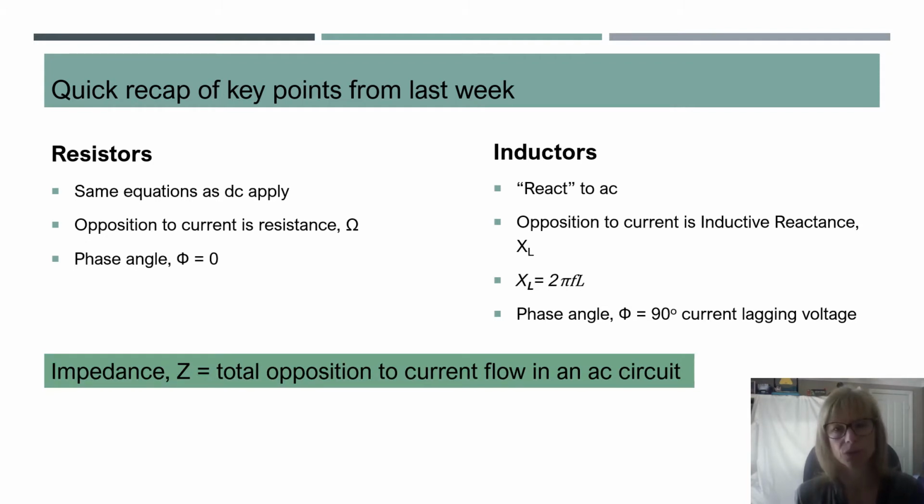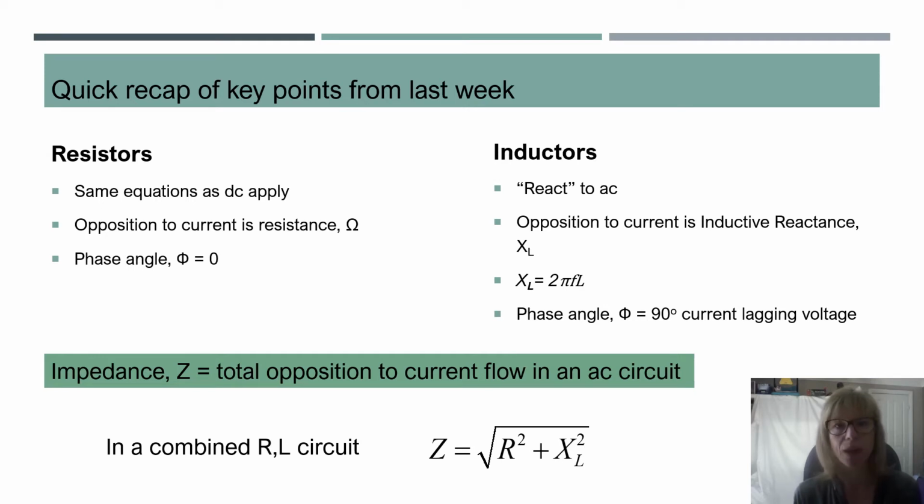Now, quite a few of you are confused with the letter for impedance, Z. Don't get the impedance and the inductance mixed up. It's a common mistake. So impedance is our Z, and that is the total opposition to the current flow in an AC circuit. Okay, so it's the combined resistance and opposition from all of the components. And where you have an inductor and a resistor in the circuit, we use this formula here to calculate the total opposition to the current flow. Okay, so that's what we covered last week.